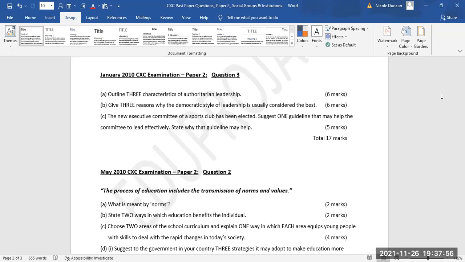It would be considered the best because... How does it benefit the group? What is good about it? That's what they're going to state. And so you're really looking at the opposite of what you mentioned in the A part, you know, about authoritarian.